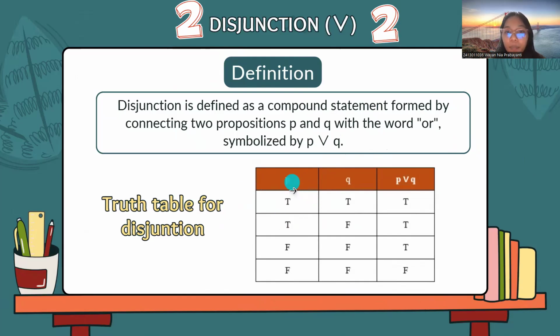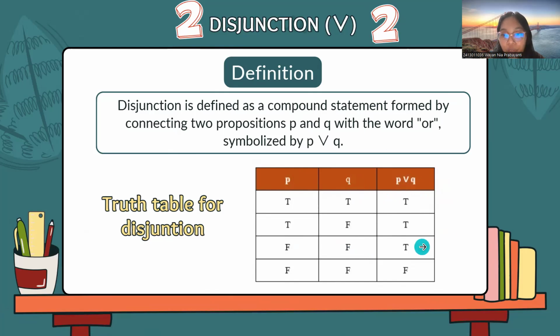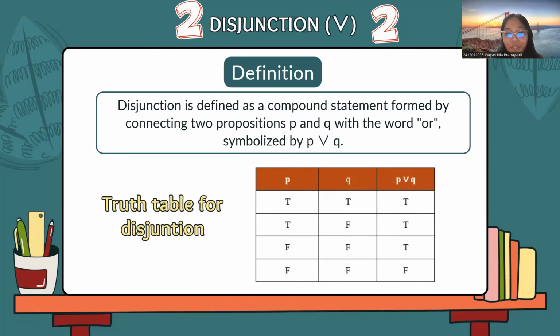So if P is true and Q is true, P or Q will be true. P true and Q false, P or Q will be true. P false, Q true, I'm sorry, this is wrong, I mean Q is true, then P or Q will be true. And the last, if P is false and Q is false, P or Q will be false.